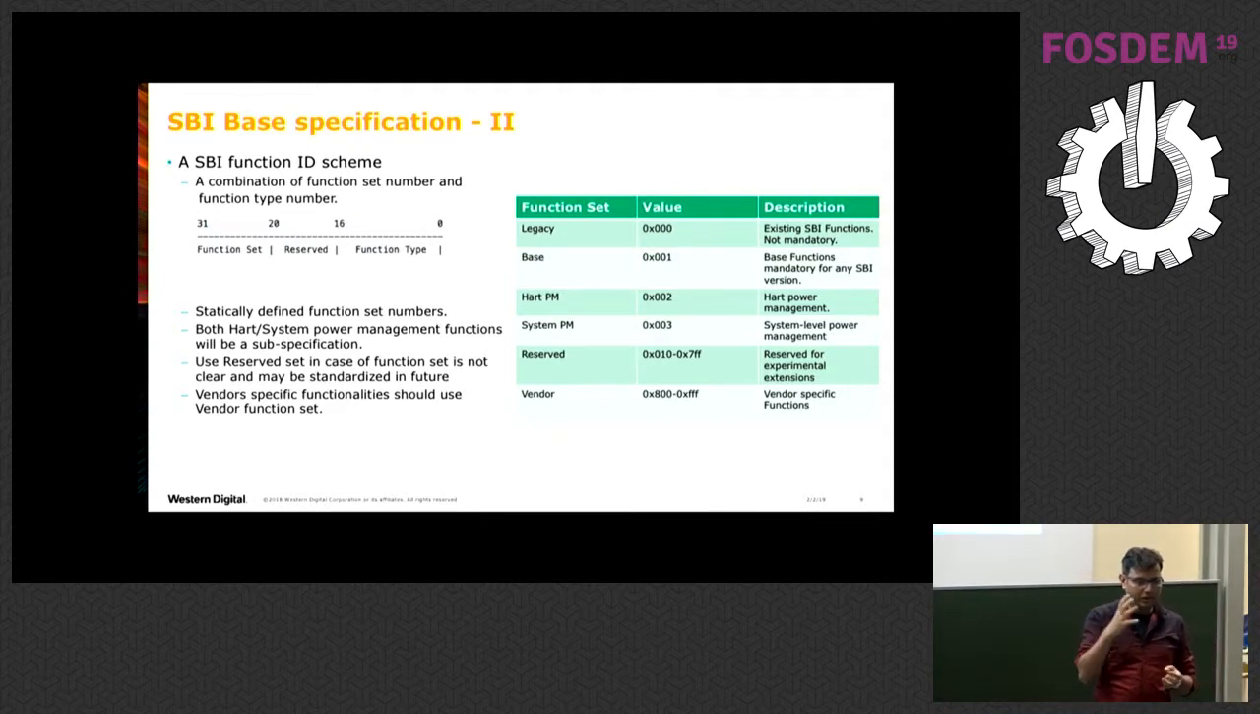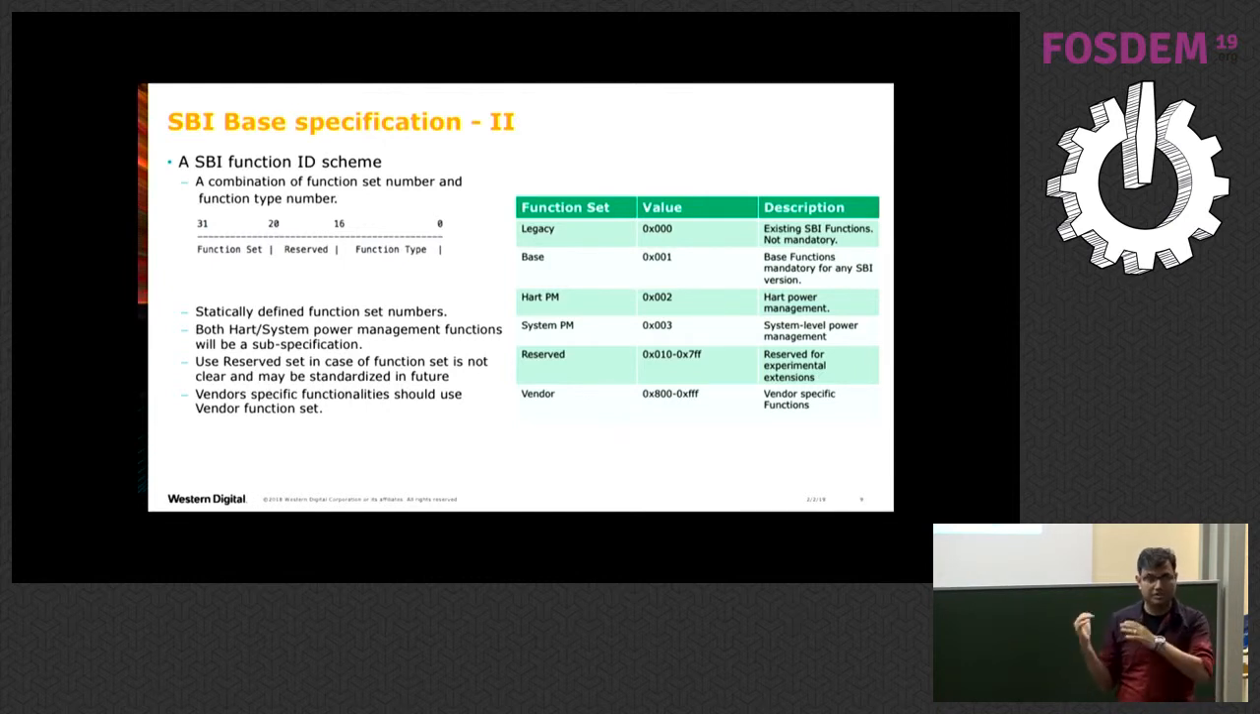And we also have something like a reserved region, which allows anybody, let's say somebody is experimenting with an SBI call, and we are not sure whether that fits into any of the function IDs or a function set, or you need to have your own function set. So that's where reserved comes into the picture. You can pick any number from the reserved, and in future, if you want to keep it that way, you can keep it, or you can move it to any of the function sets.